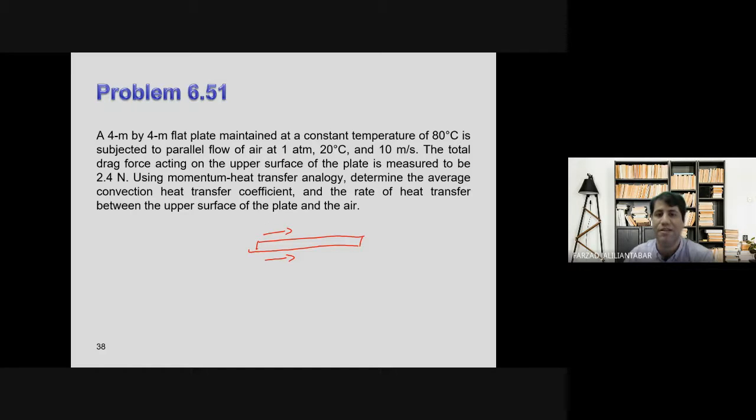The fluid is air, its pressure is 1 atmosphere, its temperature is 20 degrees Celsius, and its velocity is 10 meters per second. The total drag force acting on the upper surface of the plate is measured to be 2.4 newtons. Very interesting problem. We will see how we can use that analogy. Using momentum heat transfer analogy, determine the average convection heat transfer coefficient and the rate of heat transfer between the upper surface of the plate and air. So we need to determine these two.